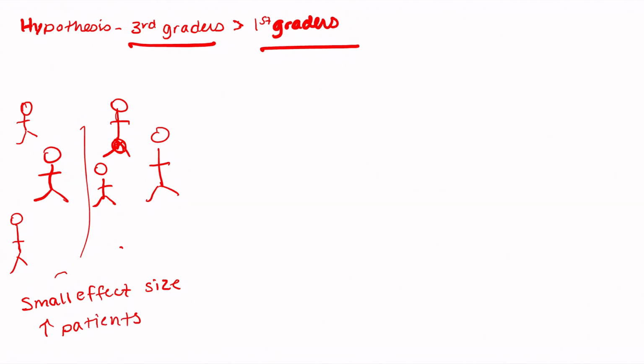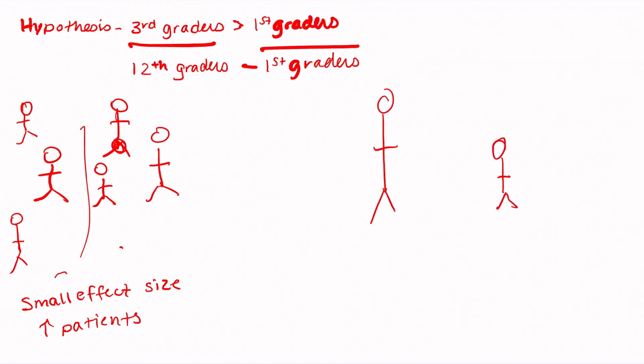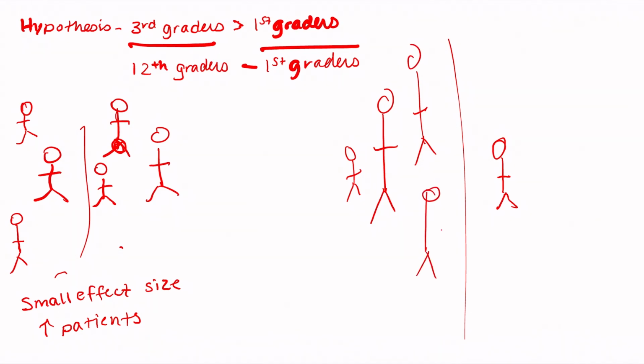Versus if I change this trial to compare 12th graders versus first graders. That's going to be a very different trial, because then, on average, every single 12th grader is going to be taller than probably the majority of first graders. Yes, you might have some outliers, like a very, very short 12th grader. But overall, you're going to notice pretty quickly that 12th graders are taller than first graders. Right? So this is a trial that has a large effect size.